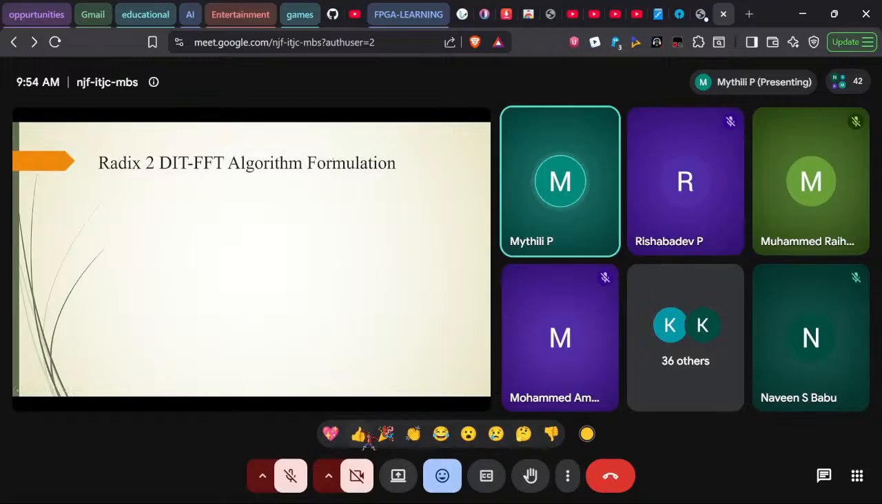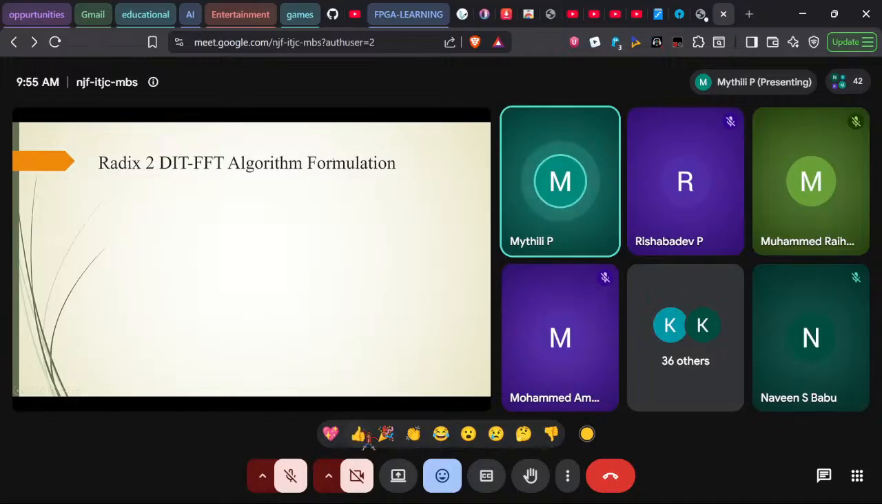So let's see how to formulate the radix 2 decimation in time FFT algorithm. Radix 2 decimation in time means that it is decimated in the time domain. Okay. Every second value is taken for this algorithm. Decimation in time FFT. So we are going to divide the DFT summation into 2 halves.